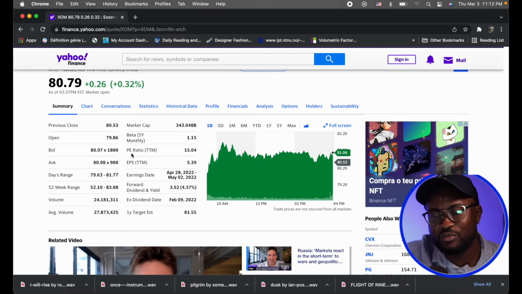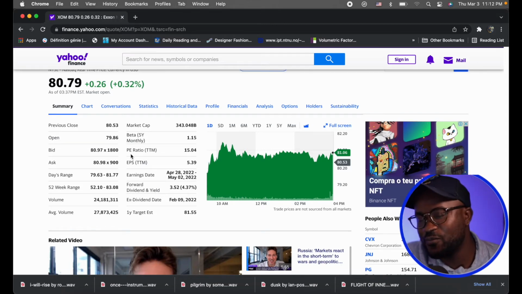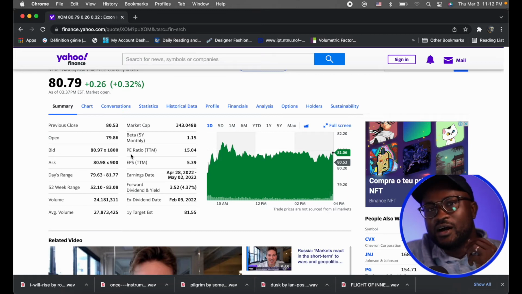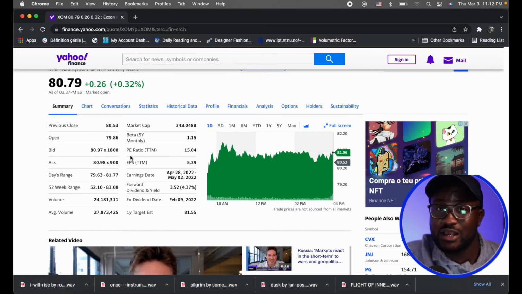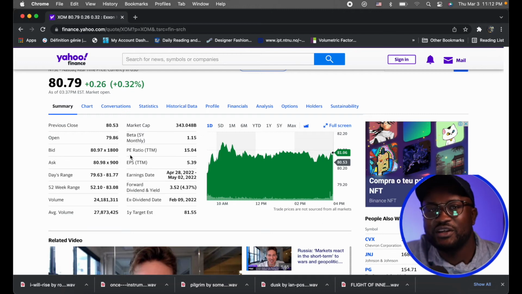PE ratio, which represents price earnings ratio, usually tells you how much you are paying per how much the company is earning.